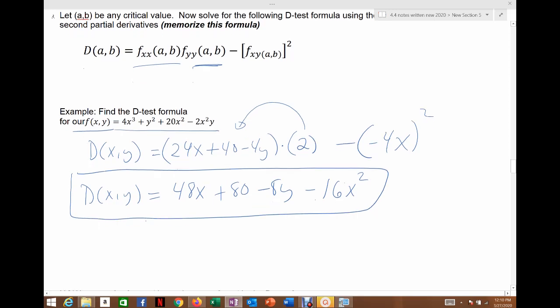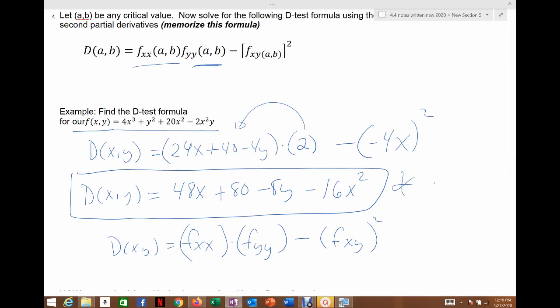That d formula was found by taking the second derivative with respect to x times the second derivative with respect to y minus the mixed second derivative squared. That's how this formula was found. So this is the formula we use, the d-test formula. I'm going to come back to this. We will use this when we test our critical values, but we're going to do that after we talk about how we test them. So this is in general how we do it for any d formula.